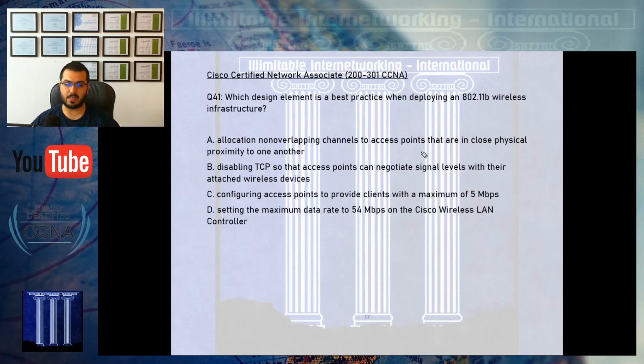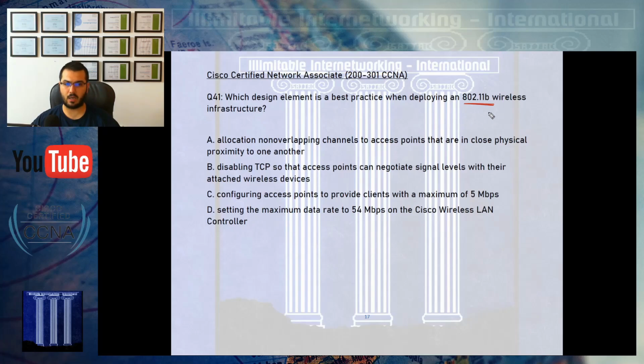Which design element is best practice when deploying 802.11b wireless infrastructure? 802.11b is one of the generations of Wi-Fi speeds in bandwidth and transmitting, just like we had Cat1, Cat2, Cat3 up to Cat6 for the copper cables. Each category comes with a new interface speed or bandwidth supported on that interface. So 802.11b is just like that, because there is 802.11a, b, n, ax. There was an AN or not, I'm not sure about that, but I don't think there is an AN.